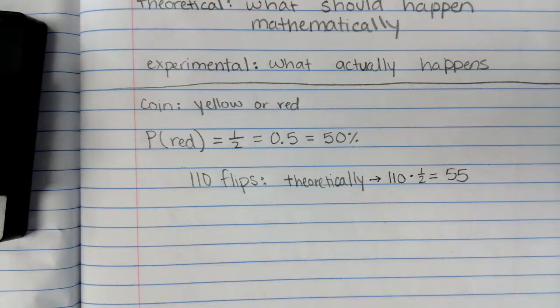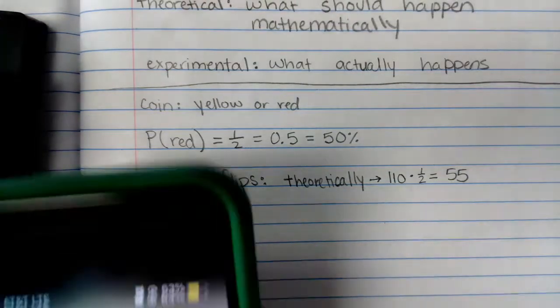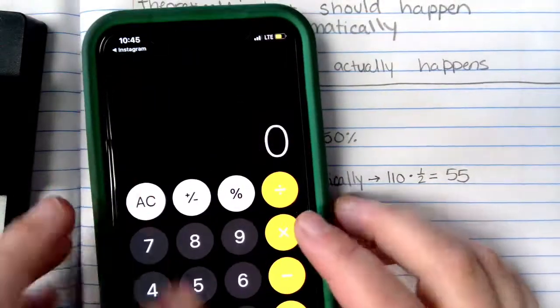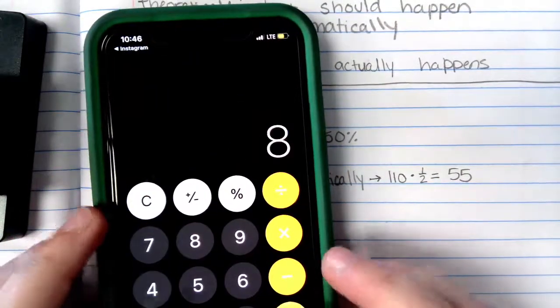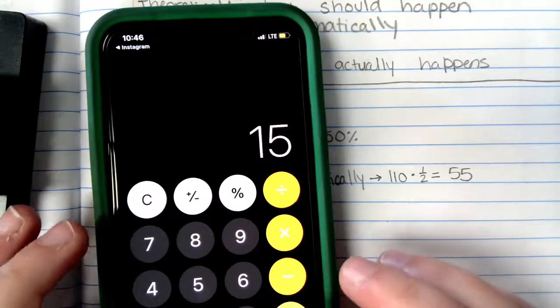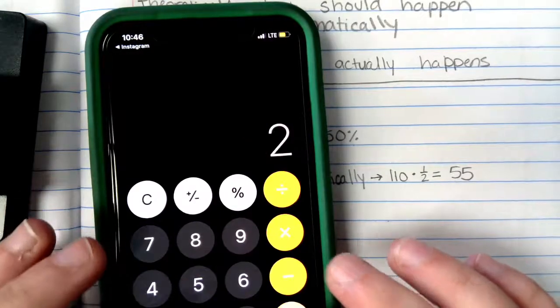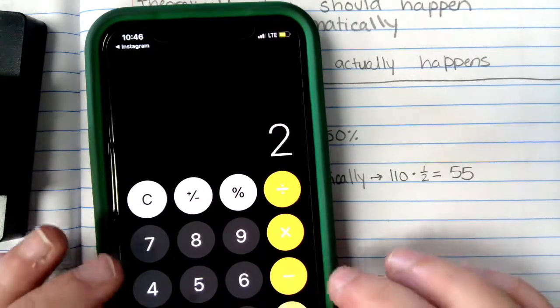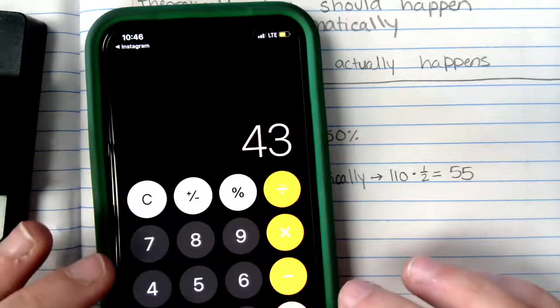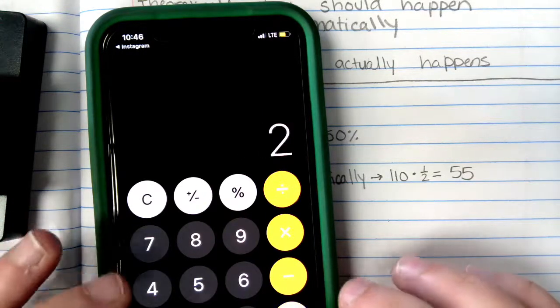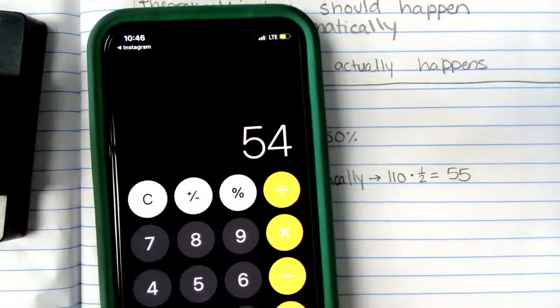Alright, now we gotta add those all together. Yikes. So much work today. Alright, so we flipped it 110 times all together. So we have 4 plus 2 plus 4 plus 2 plus 2 plus 3 plus 2 plus 3 plus 4 plus 0 plus 5 plus 2 plus 2 plus 1 plus 2 plus 3 plus 4 plus 2 plus 2 plus 2 plus 3 plus 2. We get 54. So did we get it exactly 55 times? No, it is really close, right?